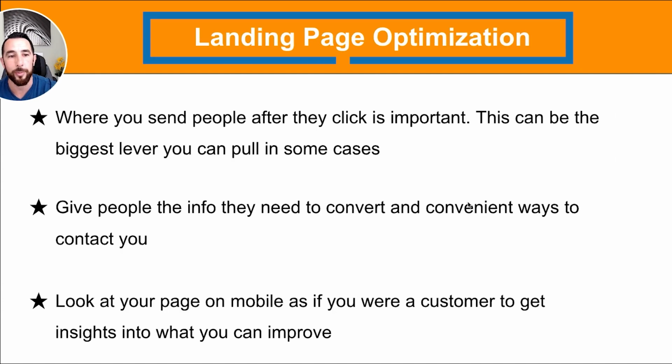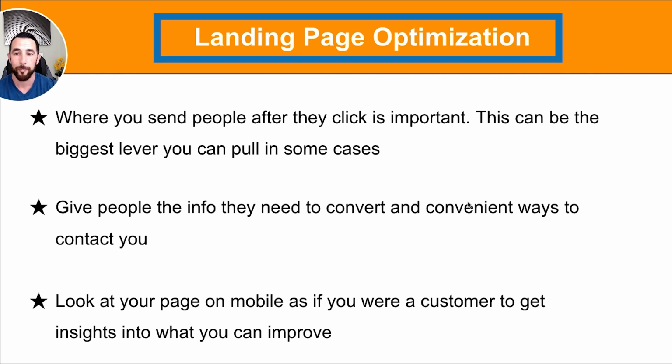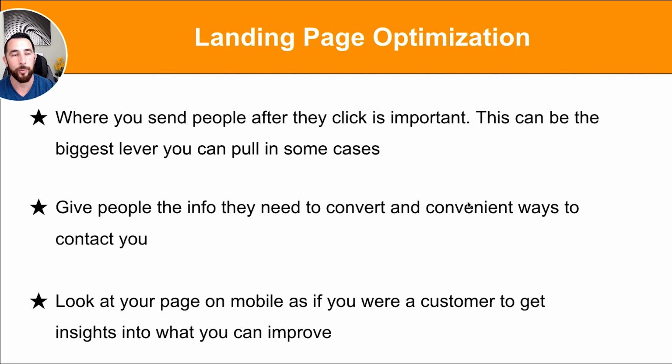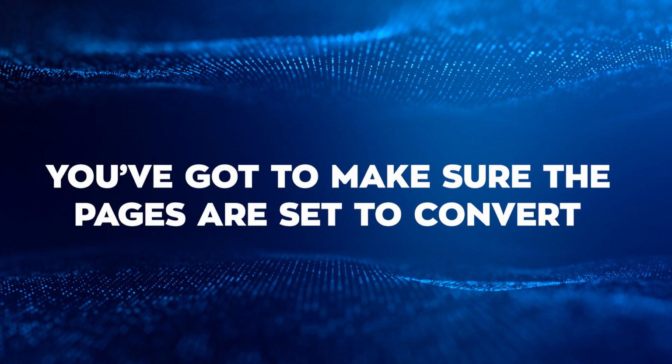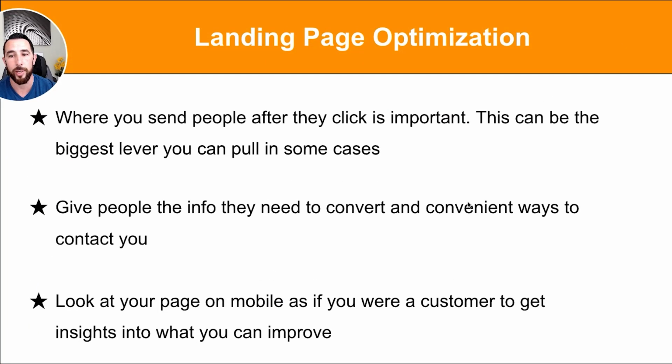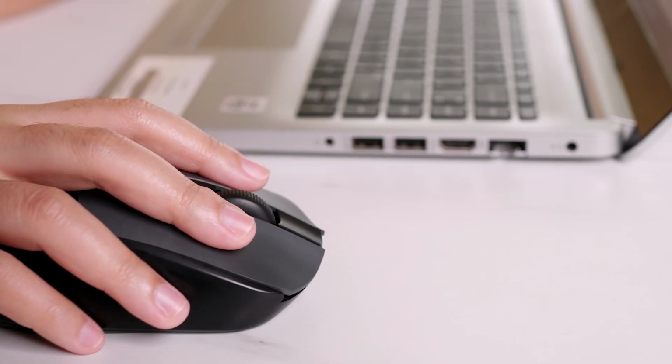Landing page optimization. This is where most of you guys get it really wrong, no offense, but you got to look at where people go. You can't just think because they clicked on your ad, they're going to buy. When they get to your landing page or your website, you got to make sure the pages are set to convert. So give them the information that they would need to make a decision. A lot of times this can be the biggest thing that you do that produces a result, meaning that you're only going to get your click costs so low. You're only going to get so many clicks.